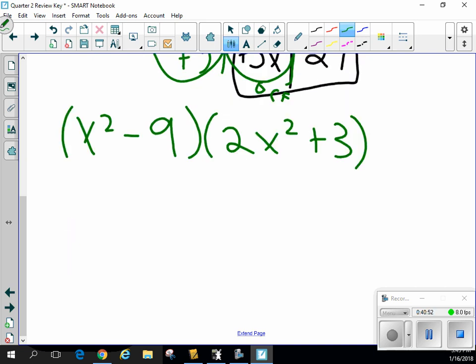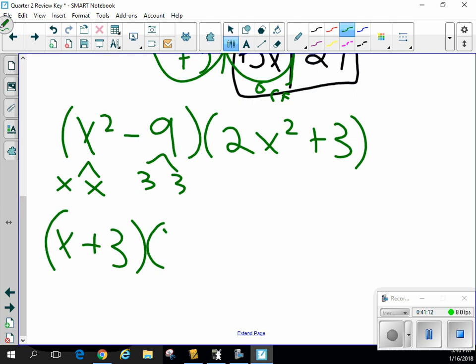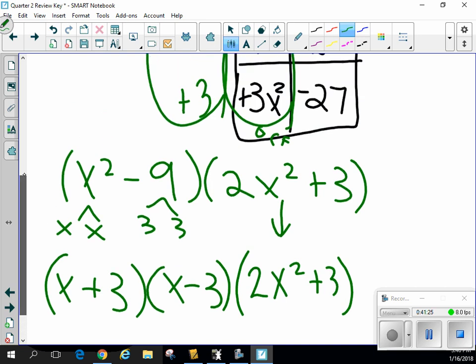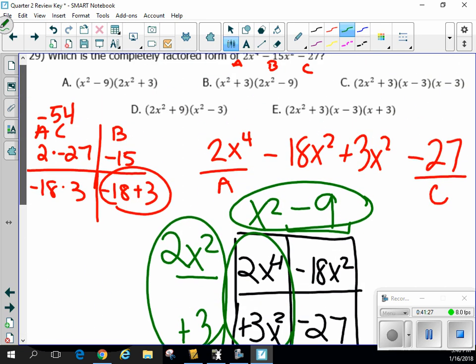But we are not done. We have to ask ourselves, do we have difference of perfect squares? If I look at my first binomial here, that's a perfect square, and it's a difference, it's subtraction. So yes, we do. This breaks down to x and x, 3 and 3. So when we set up our binomials, it'll be x plus 3 times x minus 3. 2x squared plus 3 is not difference of perfect squares, so we just carry that down. 2x squared plus 3. So that means our answer for this particular question.